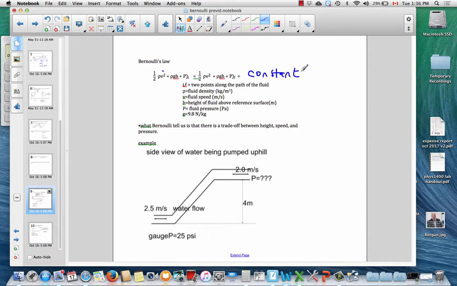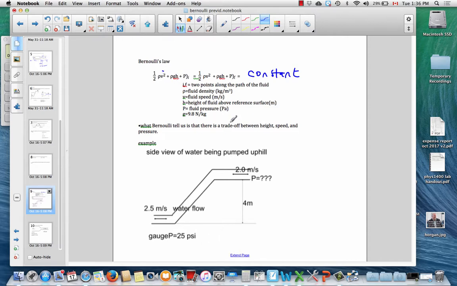Now v is clearly the speed of the flow, and h is the height of the point in consideration. Rho is the density of the flowing fluid. And then P is pressure. Now in the statement we have rho and P, so you have to take some care to make your rho look different from your P.